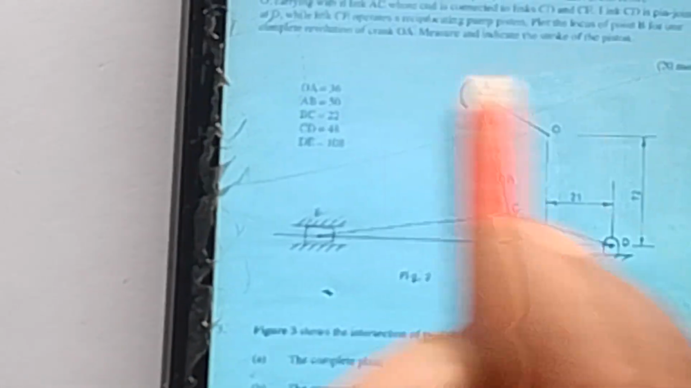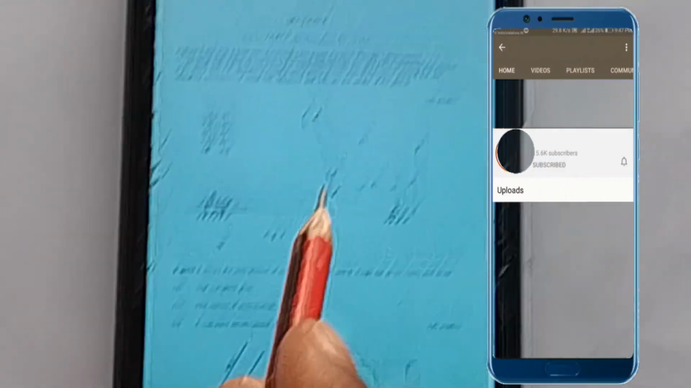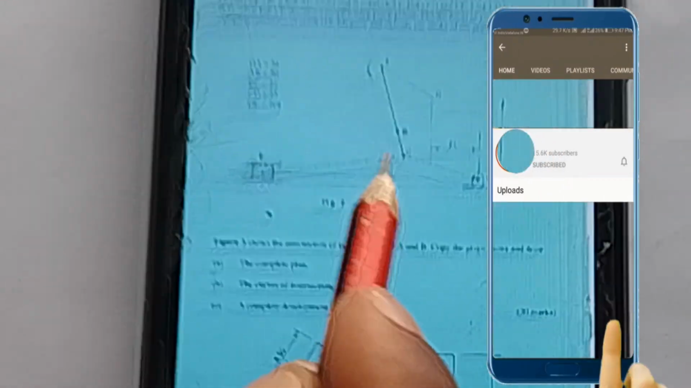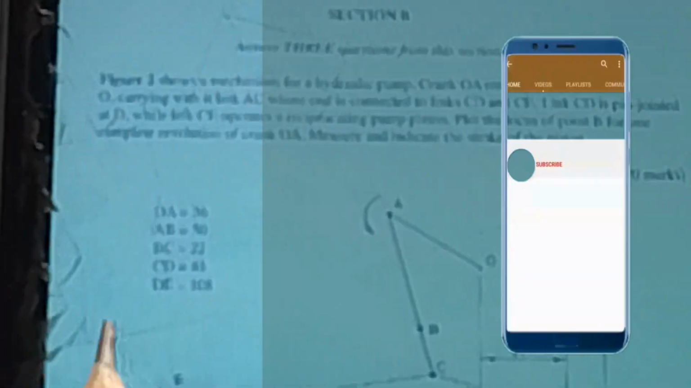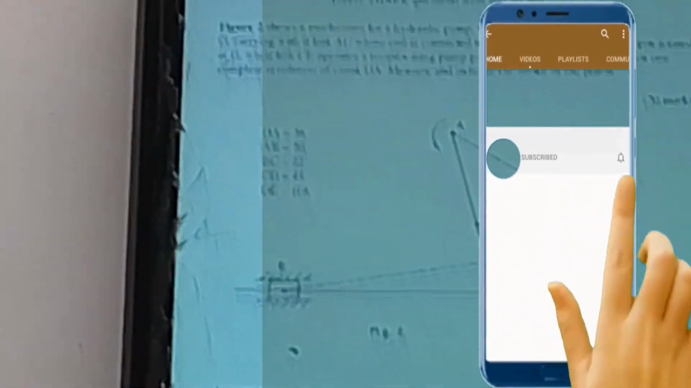For one complete revolution of crank OA, then measure and indicate the stroke of the piston. So we are supposed to measure CE. This is the stroke. You're supposed to measure CE and draw a locus of point B. That is as simple as that. Given OA is 36, AB is 50, BC is 22, CD is 48, DE is 108, as I've shown you in that thumbnail.